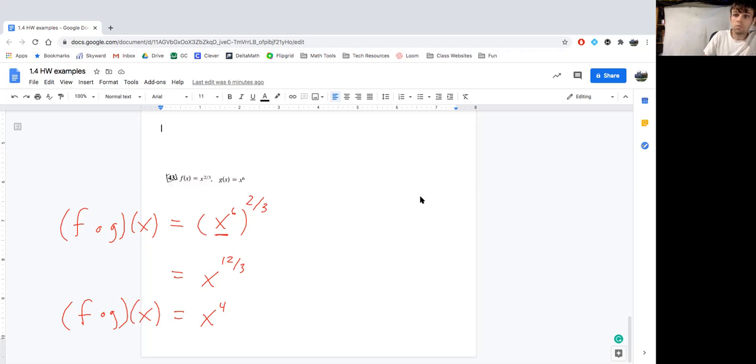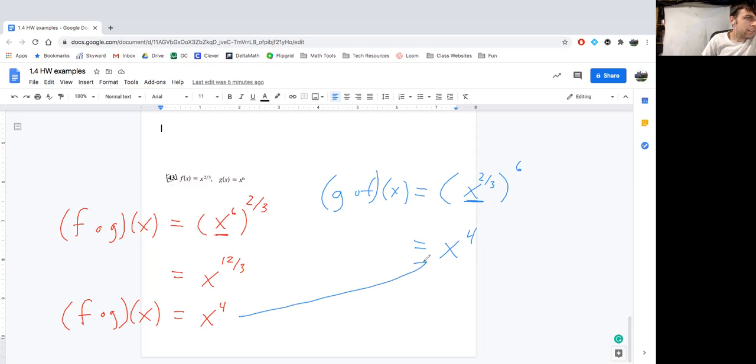And then last one here, I'll do this composition the other way, g of f of x. This one, remember, we're putting f inside of g. So g is x to the 6th, and then inside of it, I'm putting the other one, f, x to the 2/3. Same idea is happening here. I'm multiplying my exponents. So we know this one is also going to be x to the 4th.